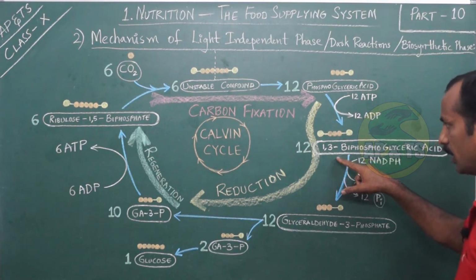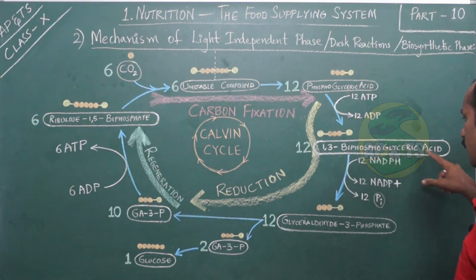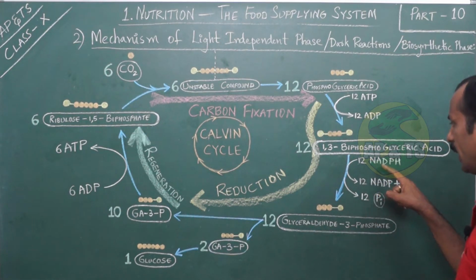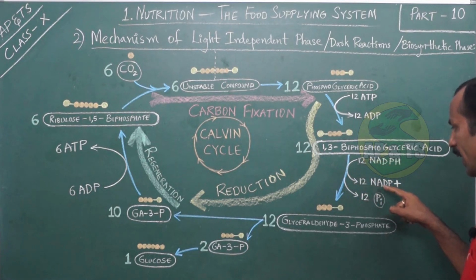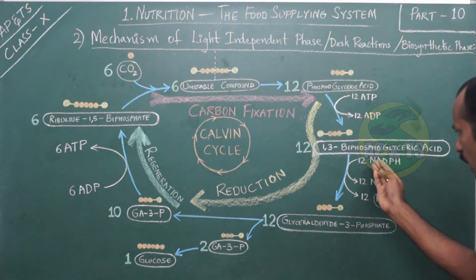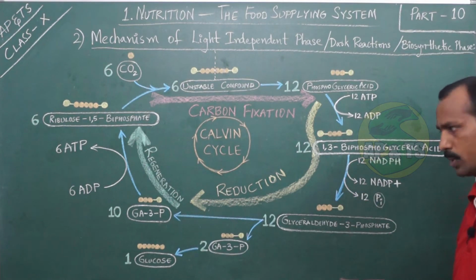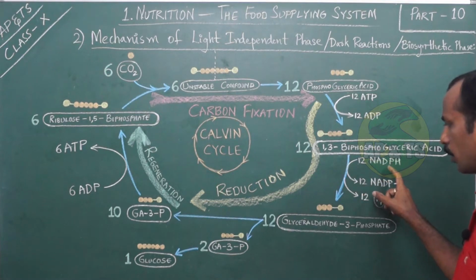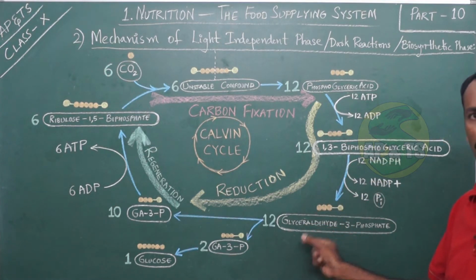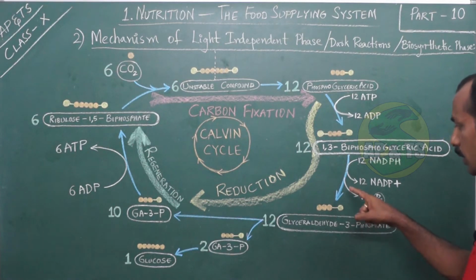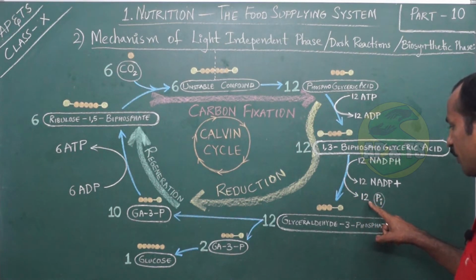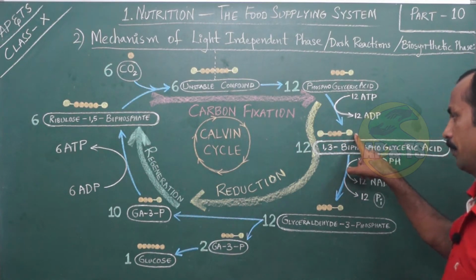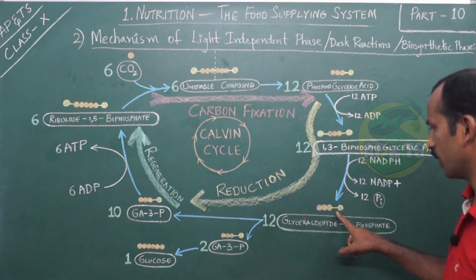In this conversion, that is 1,3-biphosphoglyceric acid to glyceraldehyde 3-phosphate, you can see 12 NADPH have been converted to 12 NADP plus. That means the hydrogens are used here. So these hydrogens from NADPH are going to become part of the glyceraldehyde molecule. Okay children, and at the same time 12 phosphates are also removed. Here 1 and 2 phosphates are there, isn't it children? But here only 1 phosphate is there.